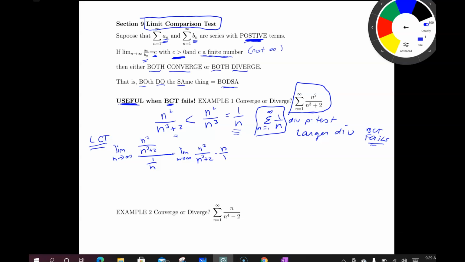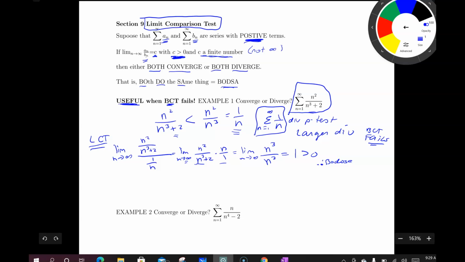Now I'm taking the limit as n goes to infinity, so I'm doing highest powers. Highest power from the numerator, n cubed. Highest power from the denominator, n cubed. I get 1. So what was the deal? The limit was a number, has to be bigger than 0. Yep, it is, and it's not infinity. Yep, that's good. So what does this mean? Therefore they both do the same thing.